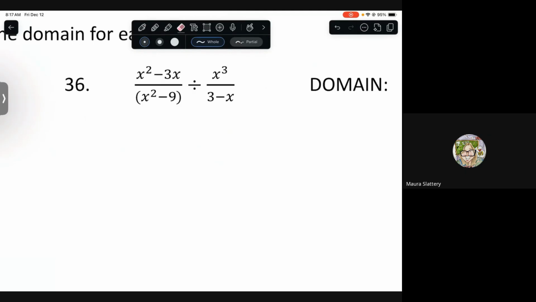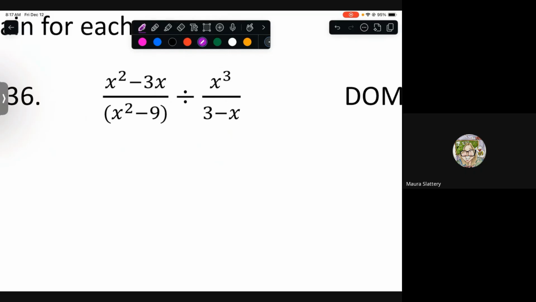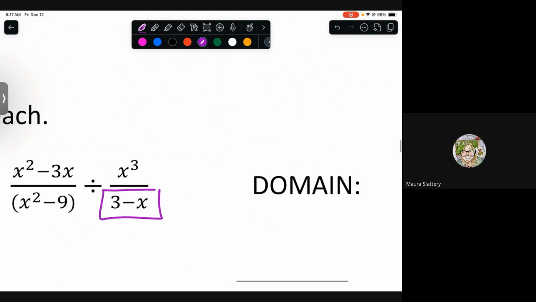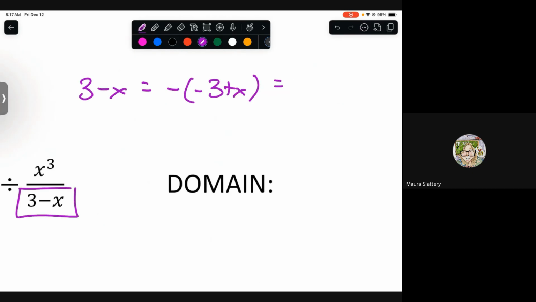All right. Okay. So this one is definitely a tricky one. 3 minus x, when we factor that, what we actually want to do here is take out a negative. So think about it: if we have 3 minus x and I take out a negative, I get -3 plus x. That is equivalent to negative (x minus 3). Okay? So these are equivalent expressions.